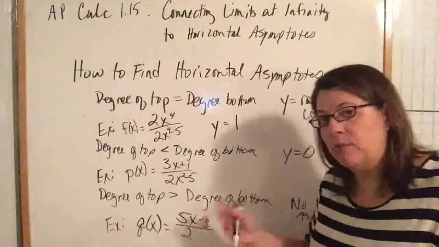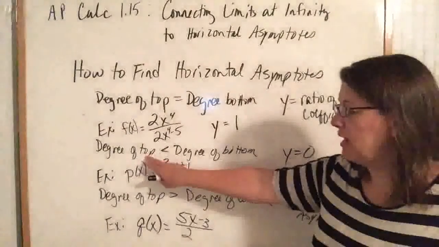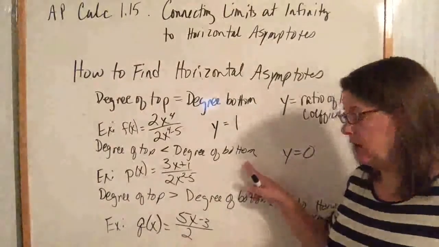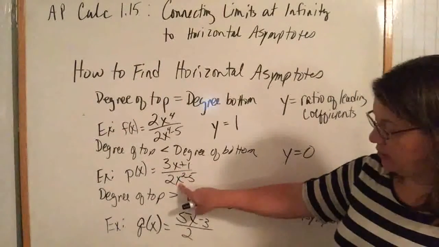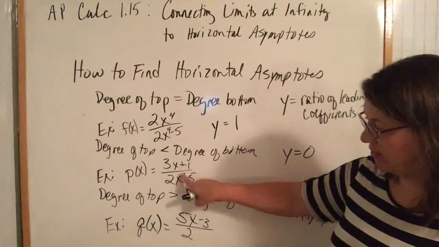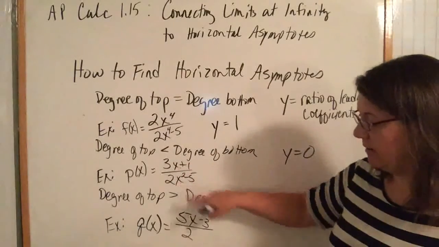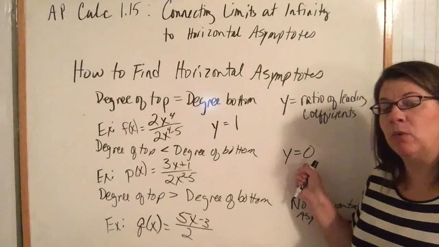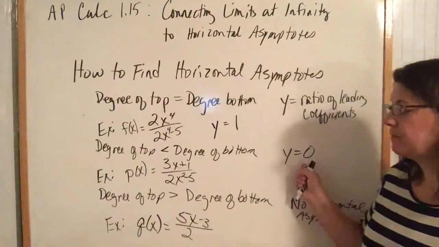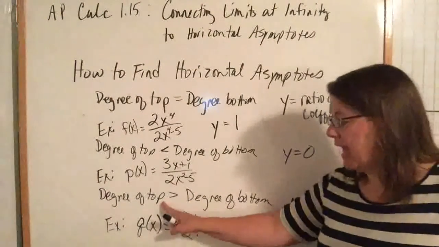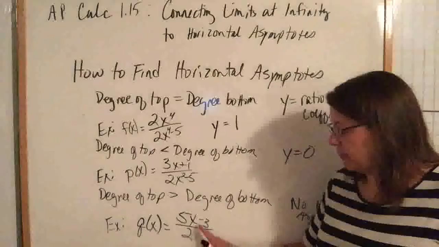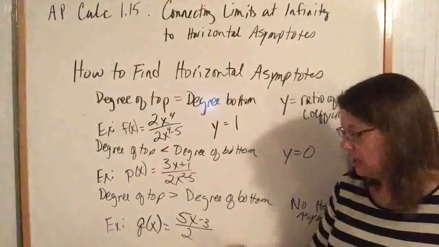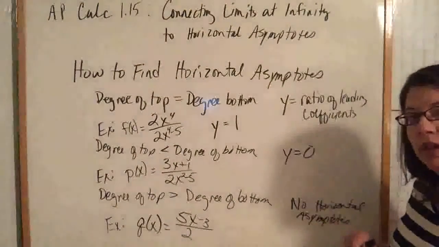Moving on to another type of horizontal asymptote, if the degree of the top or the numerator is less than the degree of the bottom or the denominator, the degree on top is less than the degree on the bottom. So this is x to the first, this is x squared. So this degree is lower than this degree. Then your horizontal asymptote will always be y equals 0. It will be the x-axis there. And then here, if the degree of the top is greater than the degree of the bottom, like we have in this situation where this is to the degree of 1, this is to the degree of 0, then that will not have any horizontal asymptotes.